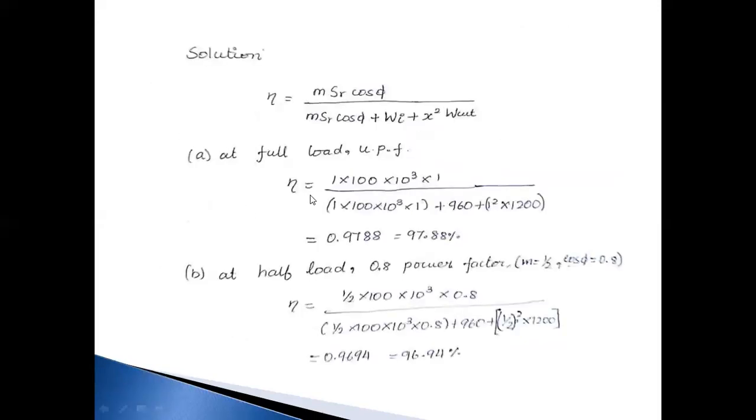And this is the output plus losses, that is the iron losses, and this is the copper losses, and at full load it will be 1 square. So after taking the percentage, it is 97.88%. After multiplying that by 100, 0.9788 multiplied with 100 gives 97.88.